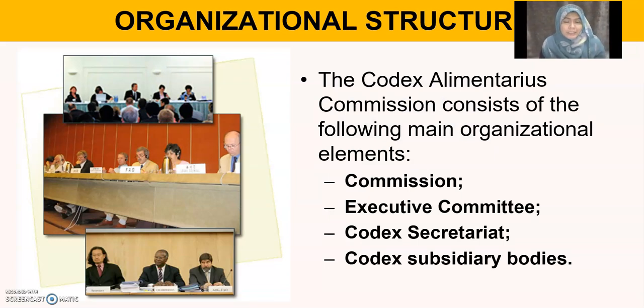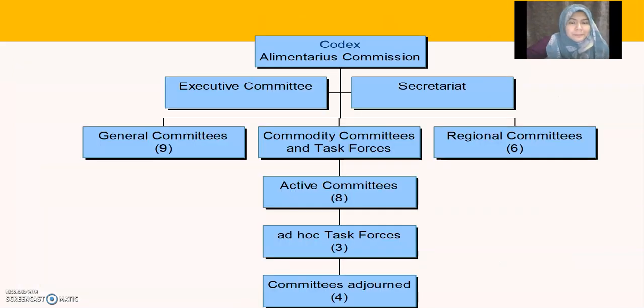The Codex Alimentarius Commission, or CAC, consists of the following main organizational elements. They have the commission, the executive committee, the secretariat, and the subsidiary bodies. They start with the commission, then the executive committee, and of course the secretariat. The secretariat will be either FAO or WHO, and they have the subsidiary bodies.